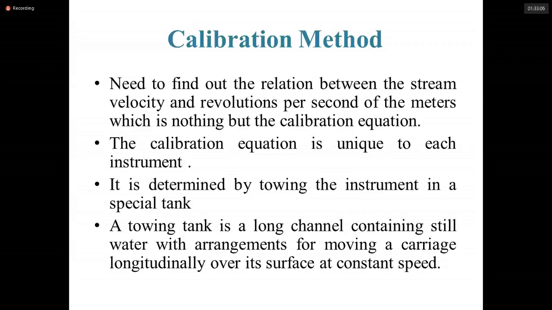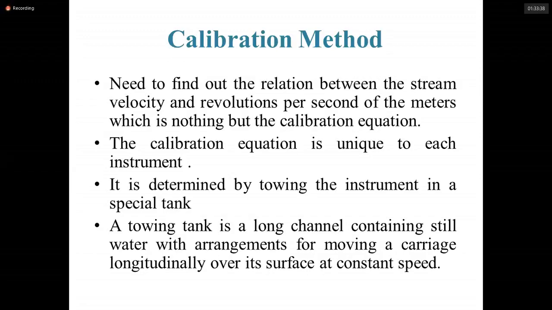Calibration method. We need to find out the relation between the stream velocity and revolutions per second of the meter, which is nothing but the calibration equation. The calibration equation is unique to each instrument. So what is calibration? We need to get the relationship between the velocity and the number of revolutions.